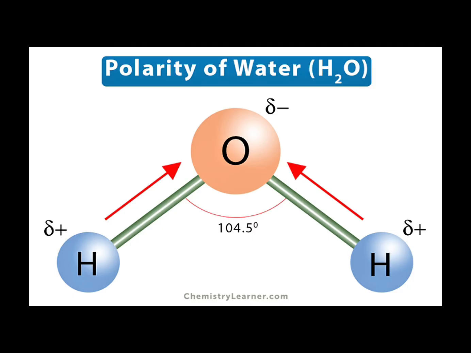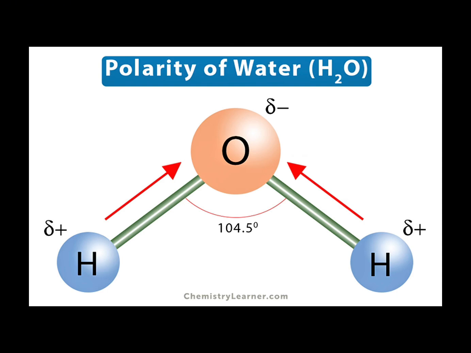A water molecule is made of one oxygen atom and two hydrogen atoms, shaped like a V. The oxygen pulls electrons more strongly than the hydrogen atoms, so the oxygen side becomes slightly negative while the hydrogen side becomes slightly positive. This makes water a polar molecule. Because of polarity, water molecules attract each other and form hydrogen bonds, which give water many of its special behaviors.